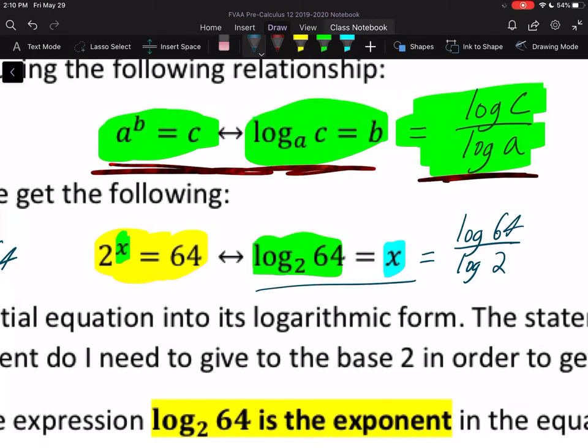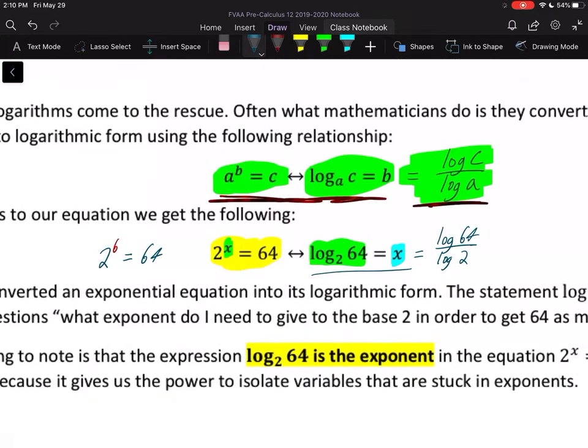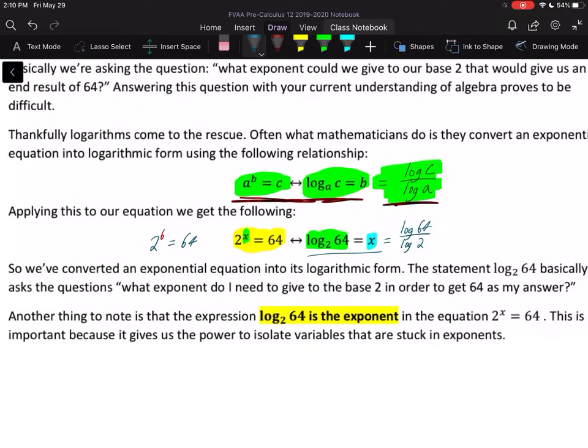And with whole numbers like this, with 2 as a base, you probably could have figured it out on your own. But when you're dealing with decimals, exponents that are fractions, or exponents that are irrational numbers, for example, it's hard to guess those. So this gives us a method to solve these with precision. We've converted an exponential equation into a logarithmic form.